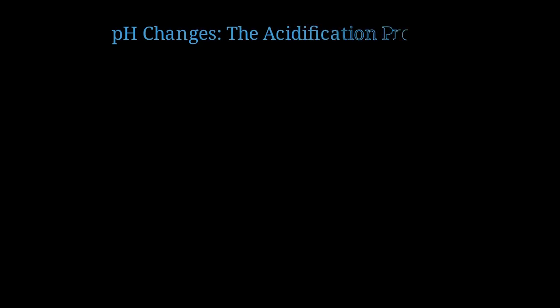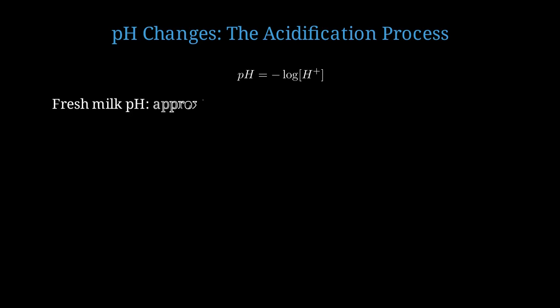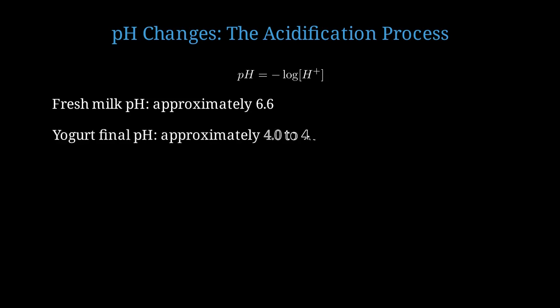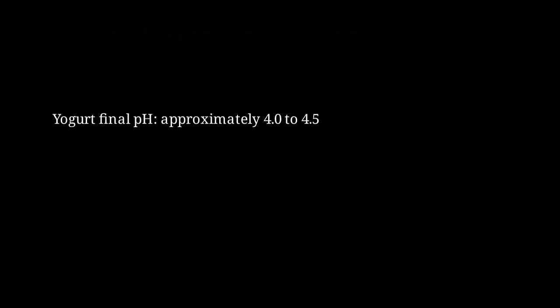As lactic acid accumulates, something dramatic happens to the pH. Let's quantify this. pH is defined as the negative logarithm of hydrogen ion concentration. Fresh milk has a pH of about 6.6, slightly acidic due to dissolved carbon dioxide and phosphates. During yogurt fermentation, pH drops to around 4.0 to 4.5. This is a 100-fold increase in hydrogen ion concentration.